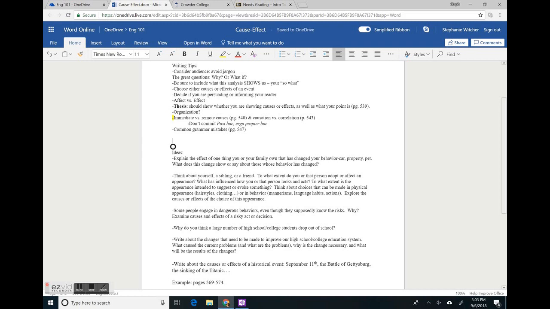All right. There are some common grammar mistakes that happen with this paper, and the book does a really good job talking about some of those. So take a look at that on page 547. In your text, there's a little box that talks about some of the common grammar errors that happen with this paper. So be sure to take a look at those. I'm not going to go into a long discussion about that here.